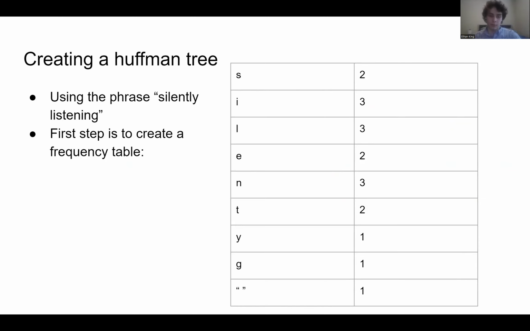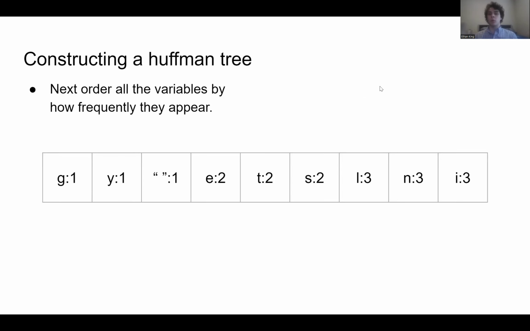So we're going to use this example phrase of silently listening. Our first step is going to be to create a frequency table like this one shown here. What this does is it's going to take the characters that we have, and however many times each appears is how many times it's going to be in this frequency chart. So for S, for example, we've got 2 S's, so 2 is going to be its frequency here. And so you just do that for all of the characters, and then your next step is you're going to want to order them in an array style fashion in the order that they appear. So here we've got all of the ones, all the twos, and all the threes.